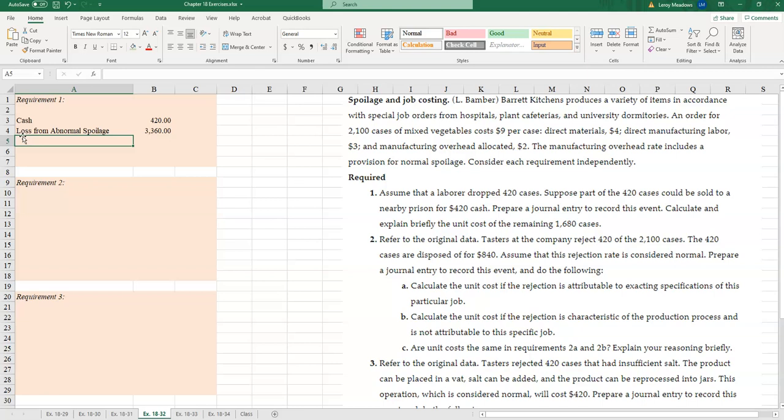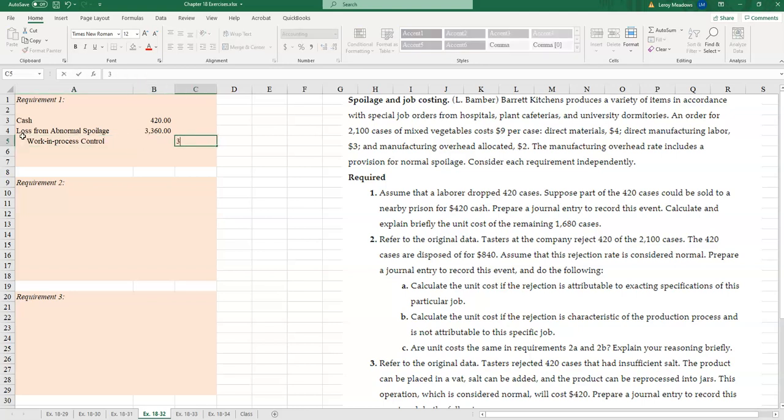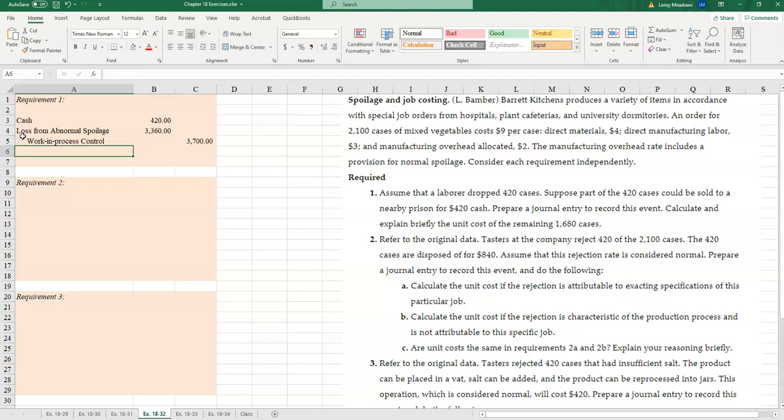And then, so now I've accounted for that total spoilage, $3,780. And then I'm going to credit the specific job work in process control account. And that's going to be for $3,780. And again, that is a total spoilage.